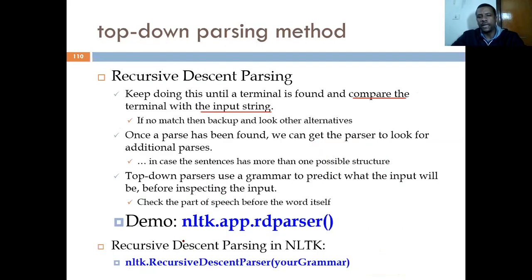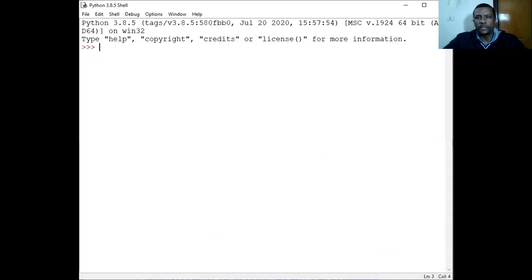So in NLTK, you can run this code to see how recursive descent parsing works, which is the top-down parsing method that we have. So I'm going to switch to NLTK to show you how this works. Okay. I hope that you can see the Python interpreter, right? Yes. Okay, very good. So this is what we do.